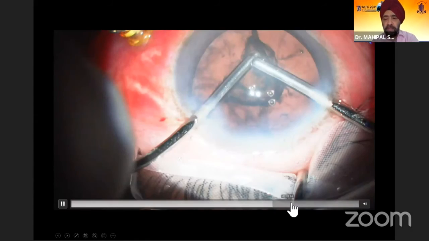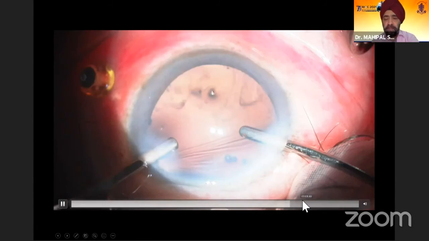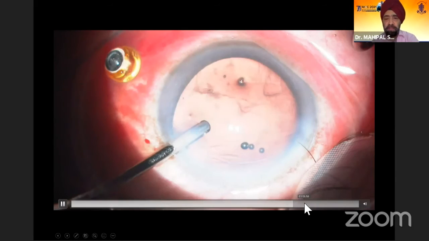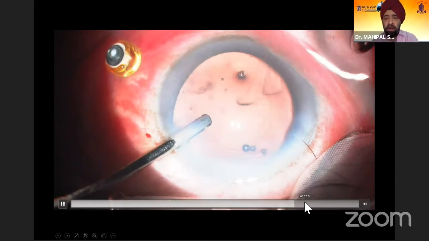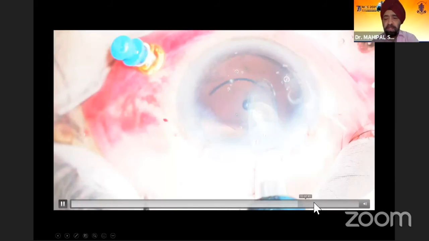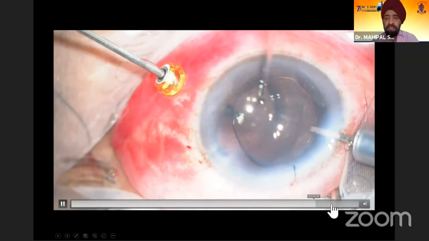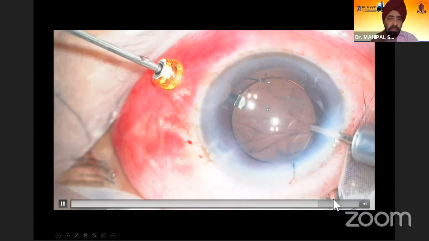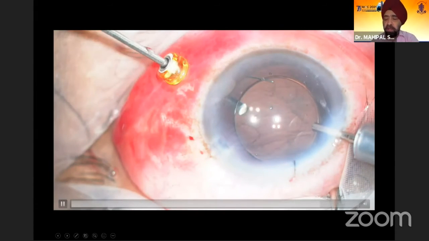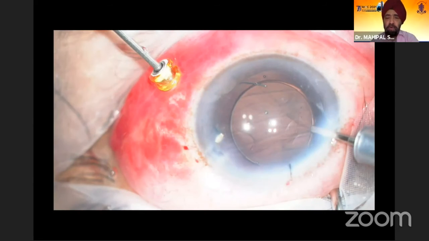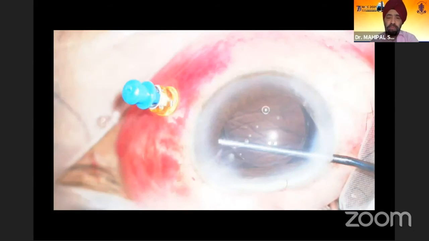We are removing the epinucleus by manual I/A, putting viscoelastic, not allowing the capsular bag to come forward, and then a 3-piece lens has been put in this particular case. So you can see that this is the way you have to do a vitreous decompression in these particular cases, and go ahead and use a posterior approach to remove the vitreous.